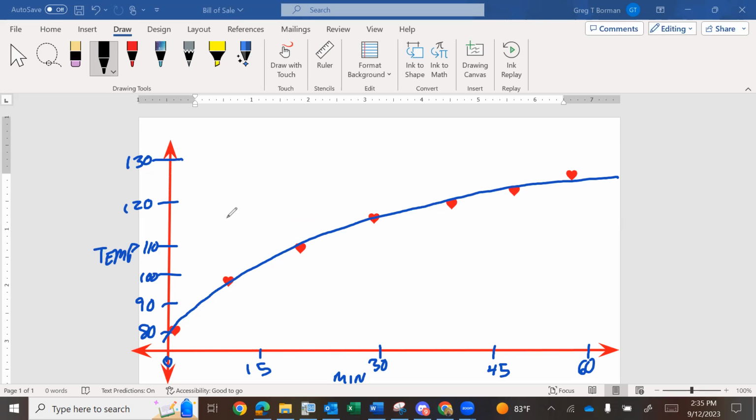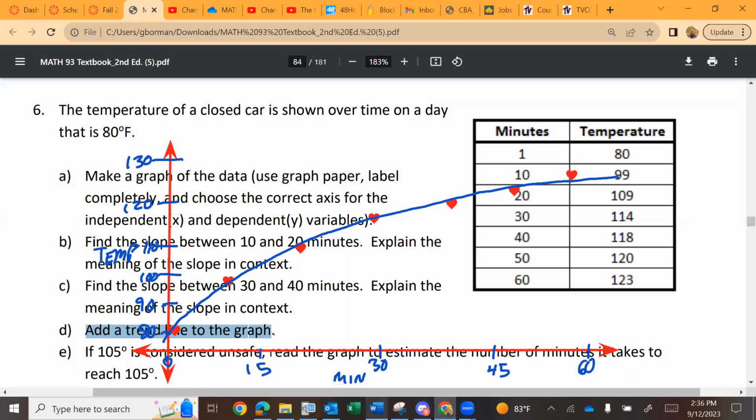All right, so I drew the trend line. Everything's wonderful. Then part E says, let's use this information, although we kind of did that with our explanations in parts B and C. If 105 degrees is considered unsafe, read the graph to estimate the number of minutes it takes to reach 105 degrees. Normally we wait till the third section of the chapter to be given a y value and then find an x value, but we're not going to use the equation to find that x value here. We're just going to use the graph, and we've already seen how to do that.